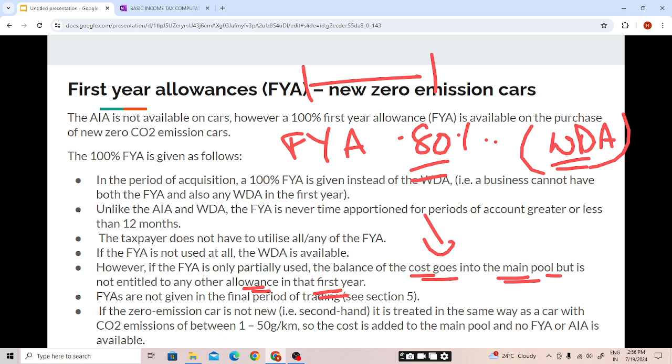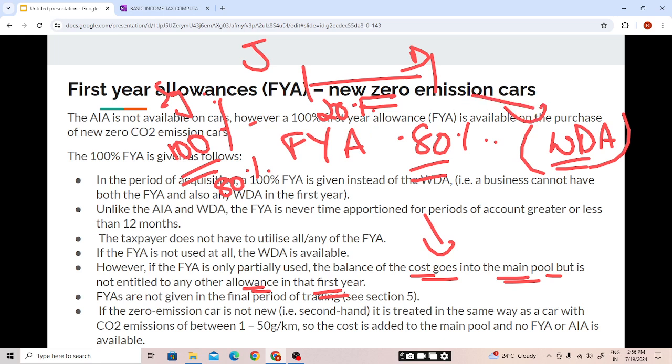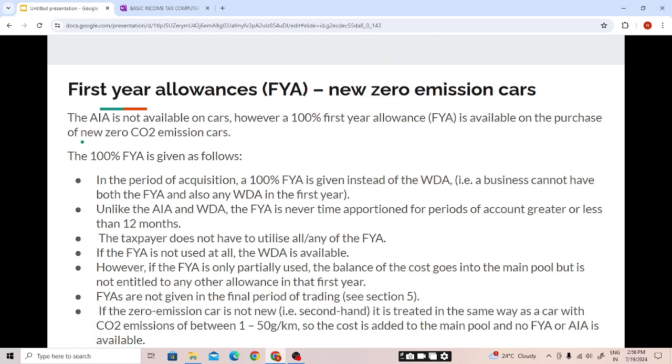So let's take an example. Jan to December, I purchase a new zero CO2 emission car. I can claim 100% FIA, but I claimed only 80%. This 20% will be eligible for WDA, but I can't calculate the WDA in this year. I can calculate the WDA for next year. I hope this is clear, students.